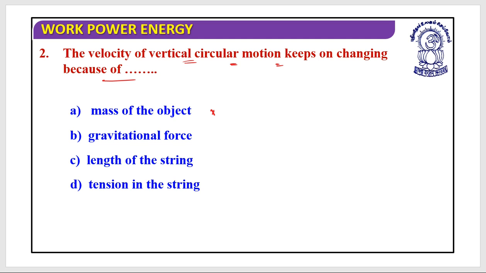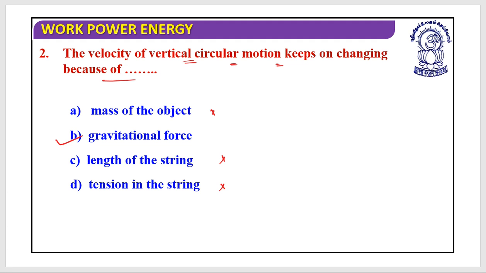Gravitational force? Maybe. Length of the string? No. Tension in the string? No. Yes, it is due to gravitational force. So gravitational force keeps on changing. Due to gravitational force, the velocity of the bob is going to be changed. I hope this is clear.